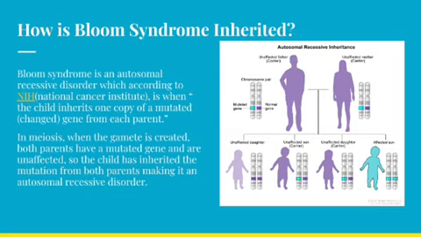How is Bloom syndrome inherited? Bloom syndrome is an autosomal recessive disorder, which according to NIH, National Cancer Institute, is when the child inherits one copy of the mutated gene from each parent. In meiosis, when the gamete is created, there is a variation from both parents. So the child has inherited the variation from both parents, making it an autosomal recessive disorder.